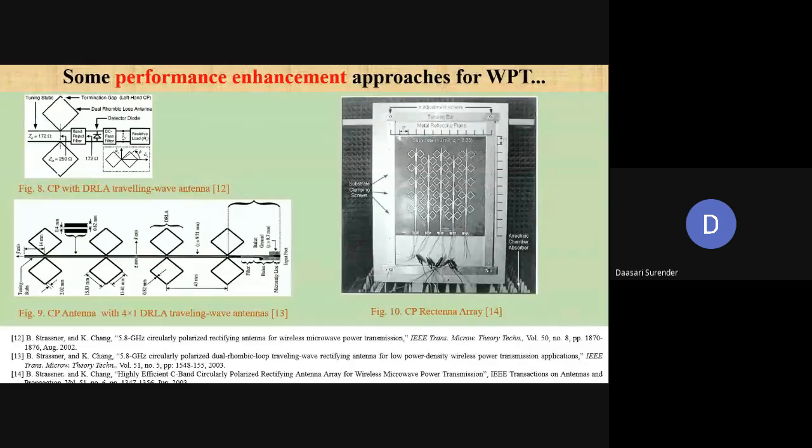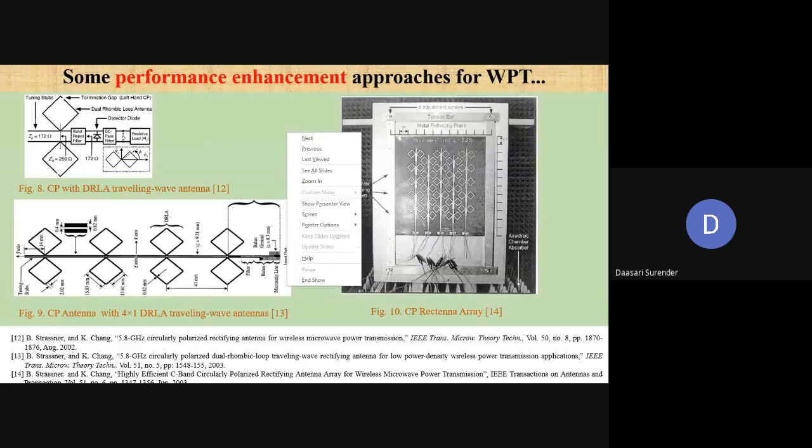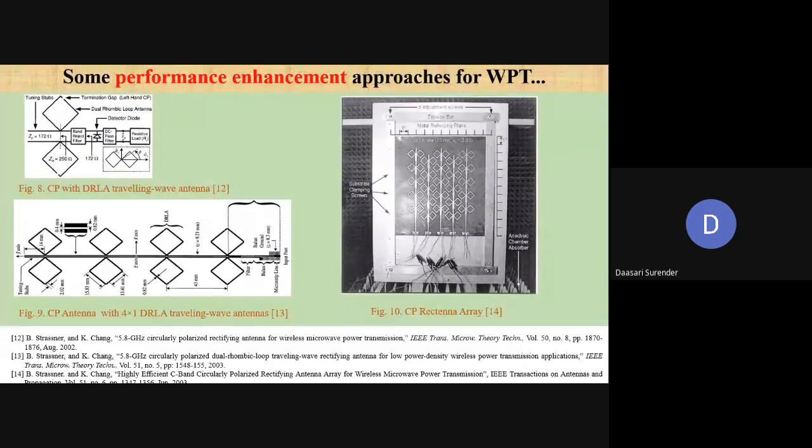Various approaches to increase the Rectenna performance are presented. Here Strassner and Chang have presented three works. One is a single Rectenna system, shown in figure 8. A single Rectenna comprises a single antenna and a single rectifying circuit. In figure 9, they designed a Rectenna system with an array of antenna elements for receiving and a single diode for the rectifier configuration. And in figure 10, they implemented an array of Rectennas, and each Rectenna comprises an array of antenna elements and a single diode for the conversion process.